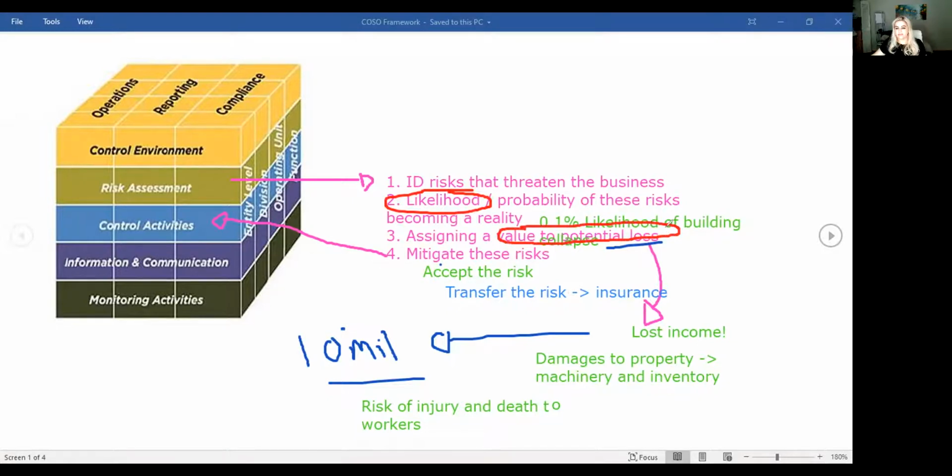So at the end of the day, what you're doing is you're paying a premium, which is calculated by actuaries who are really good at determining probability and risks. All right, folks, so how do we mitigate these risks? Well, that's where our control activities come into play.